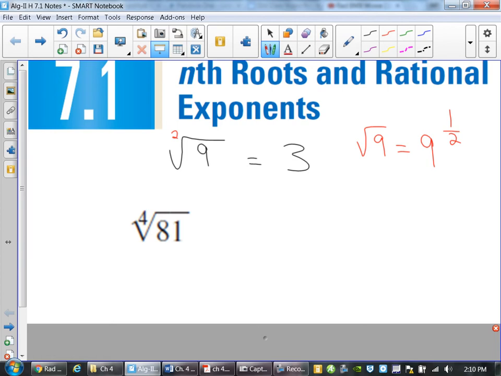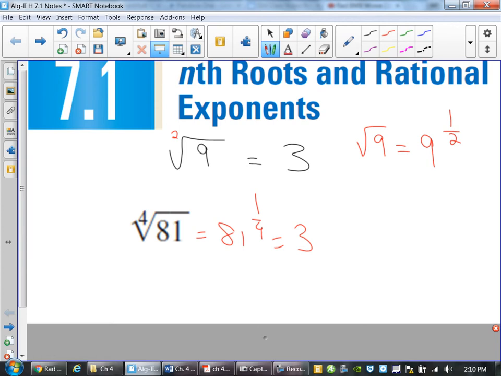3 times 3. So the 4th root of 81, if you see here, I'm saying it's the 4th root. 81 to the 1/4 is 3.